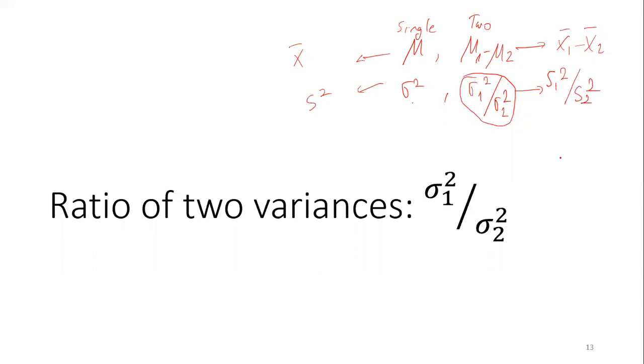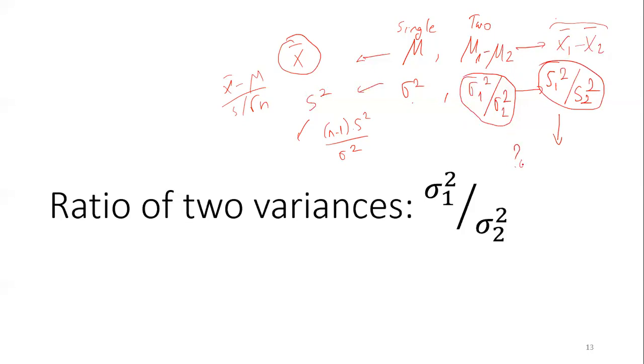So how to use this? Remember, from the central limit theorem or from the T distribution, we know the distribution of x bar minus mu divided by S over root n or sigma over root n. How about this? We say that we have n minus 1 S squared divided by sigma squared, right? And how about this one? Well, this is also normal or T distributed. Hence, I need a distribution for this one. What is the distribution of s1 squared over s2 squared? What is the corresponding distribution?